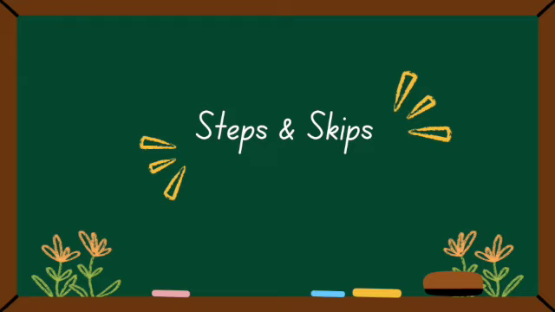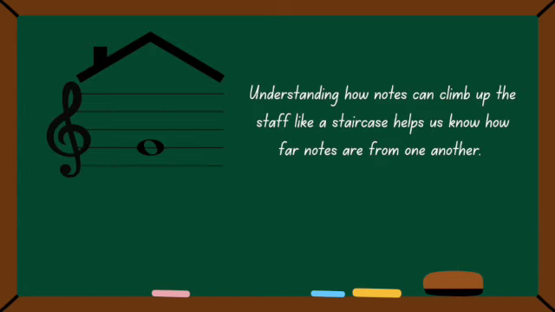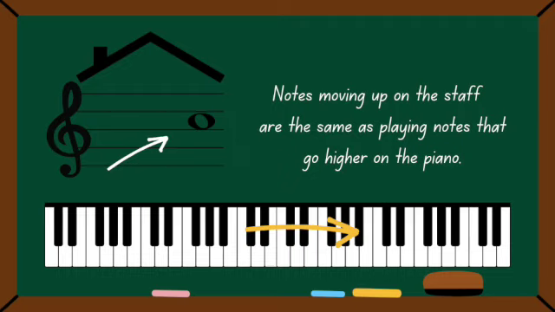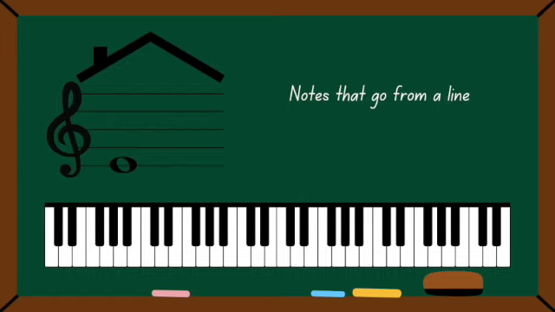Now we're going to talk about the differences between a step and a skip on the staff. Understanding how notes can climb up the staff like a staircase helps us know how far notes are from one another. Like I've said, notes moving up on the staff are the same as playing notes that go higher on the piano. A note that goes from a line to the next space is a step. Here we can see we have a note on the bottom line and then a note on the space right above. So these are a step apart.